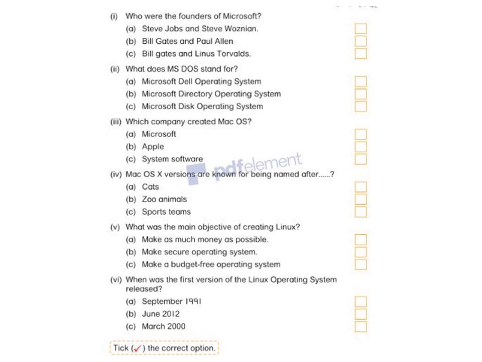So, here are some multiple choice questions. Pause the screen and try to solve it yourself. I am giving you 3 minutes. Pause the video for 3 minutes, try to solve it yourself. After that, I am showing you the answers.